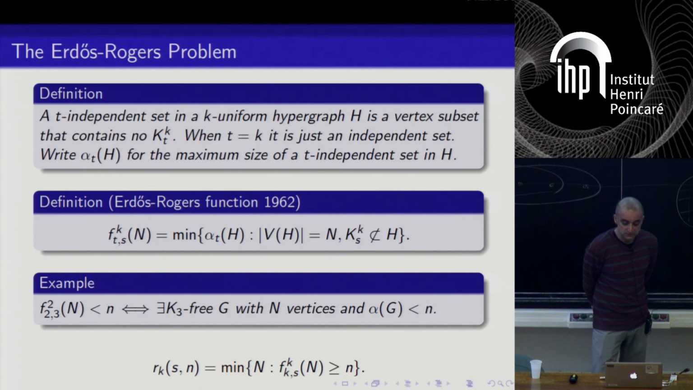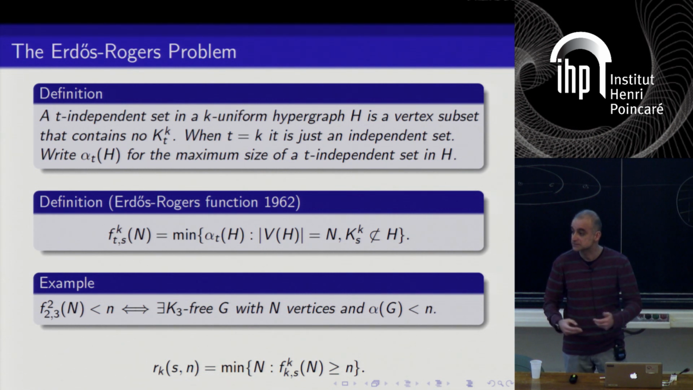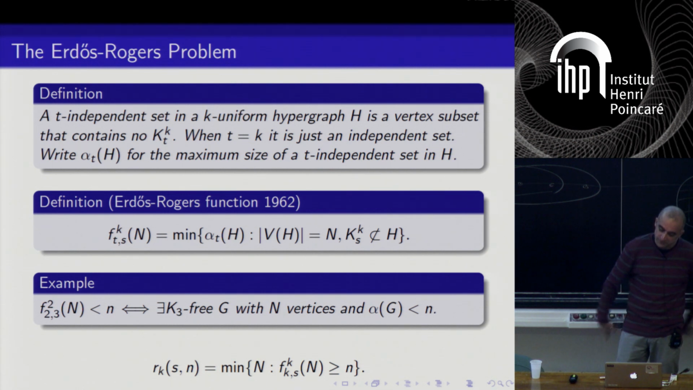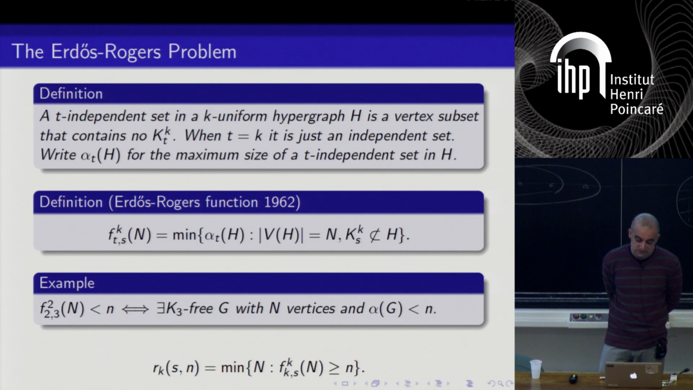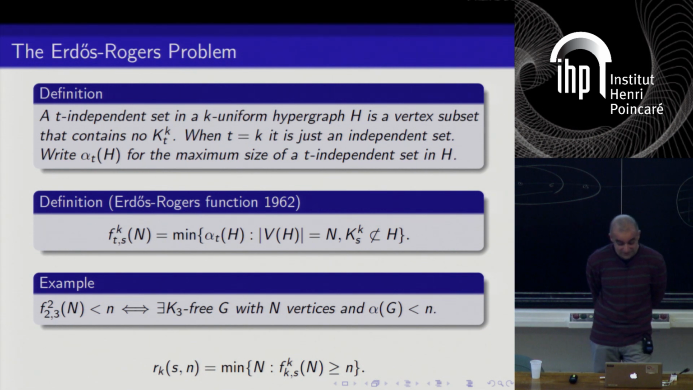And this Erdős-Rogers function from the 1960s was the same as the Ramsey problem, except you're interested not in the independence number, but the t-independence number. So it's the minimum, it's stated in inverse form here. It's the minimum t-independence number over all k-uniform hypergraphs that do not contain an s-clique. It's a very complicated definition. The most complicated thing about this parameter is figuring out what the definition says. But let me show you a simple example so you feel it better.